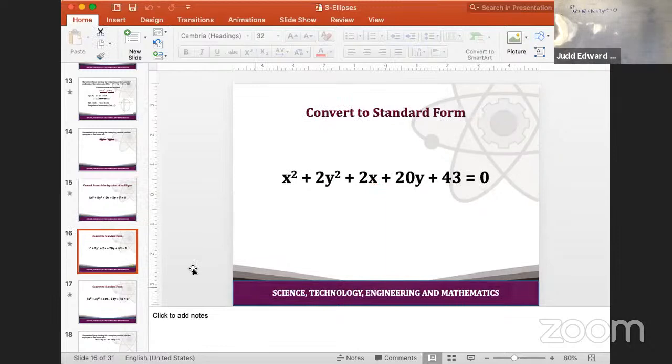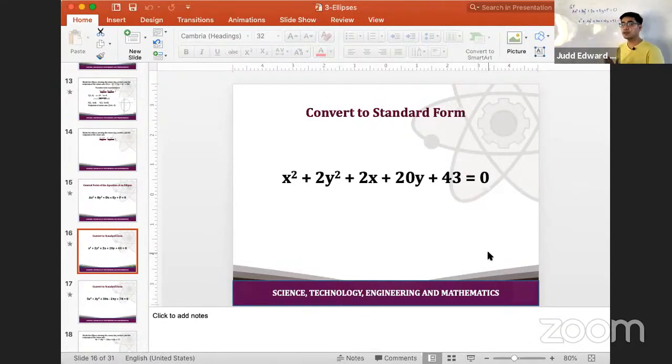So let's convert to standard form. We have the given x squared plus 2y squared plus 2x plus 20y plus 43 is equal to 0. Let's convert it from general form into the standard form. So how do we convert?